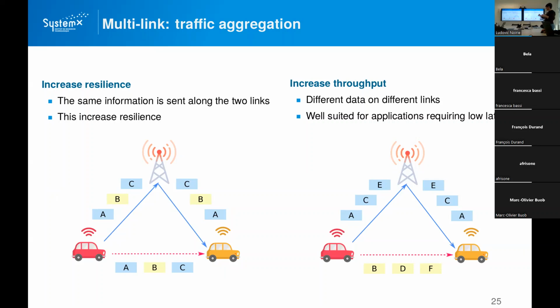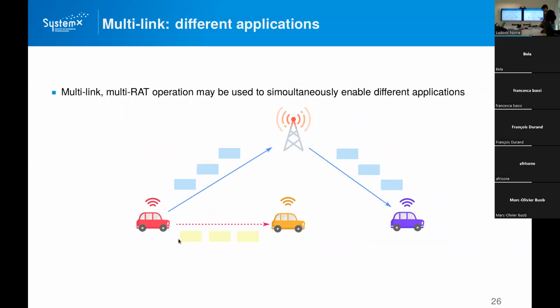So you are going to send your data on the side link, and you can relay the same data through the infrastructure. So you improve your robustness. Your data will surely get there. Or then you can use the two interfaces to transmit simultaneously different kinds of data, and so you increase your throughput. Or then you can use them to run completely different applications.